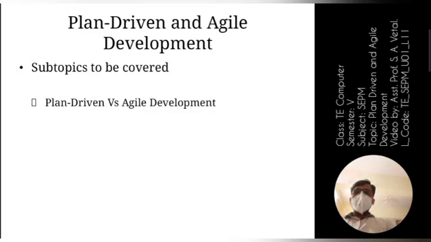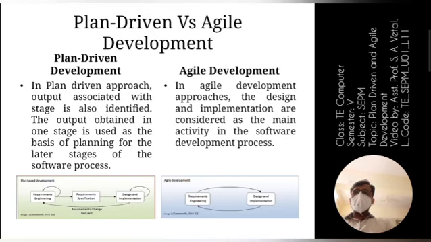So we are having two columns with us. In that, we have discussed the plan driven development along with the agile development. Let us start with the first point. In plan driven development, the output associated with the stage is also identified. Means the output that we have obtained in the previous stage is going to play an important role in the next level of your plan driven development.